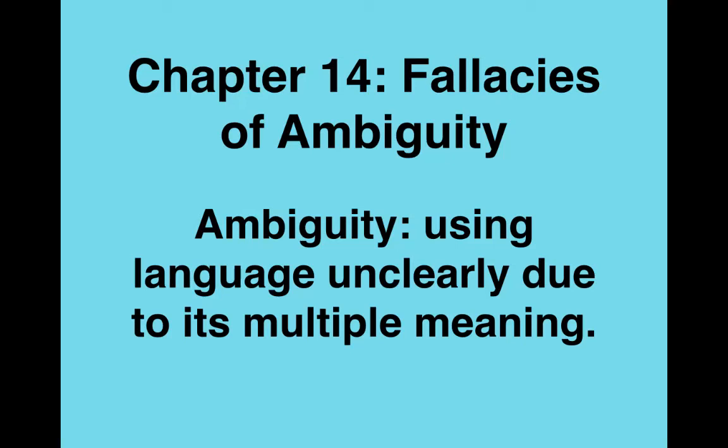Okay, in chapter 14, we're going to be looking at fallacies of ambiguity. Now, this is another kind of fallacy that is based on unclear use of language. Unlike fallacies of vagueness, though, ambiguity is not unclarity due to a lack of precision. So being ambiguous doesn't mean that there's a gray area or a borderline case that we can't clearly identify. So the language is not unclear because it's not precise. Rather, ambiguous language is unclear because it has more than one meaning.